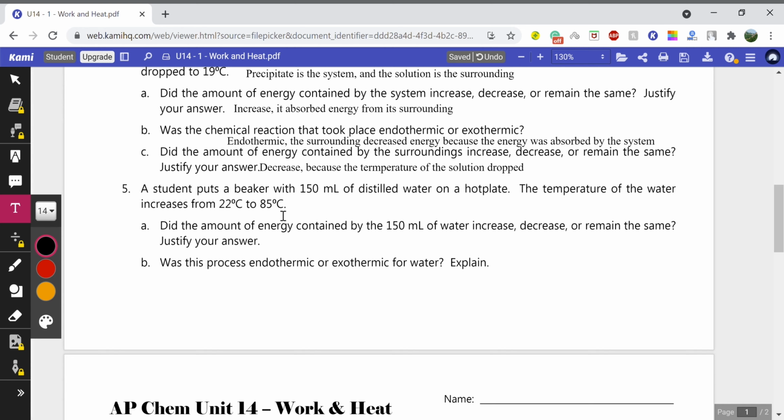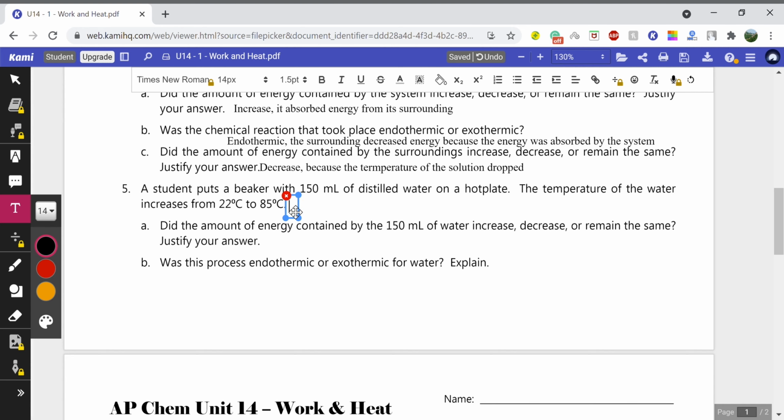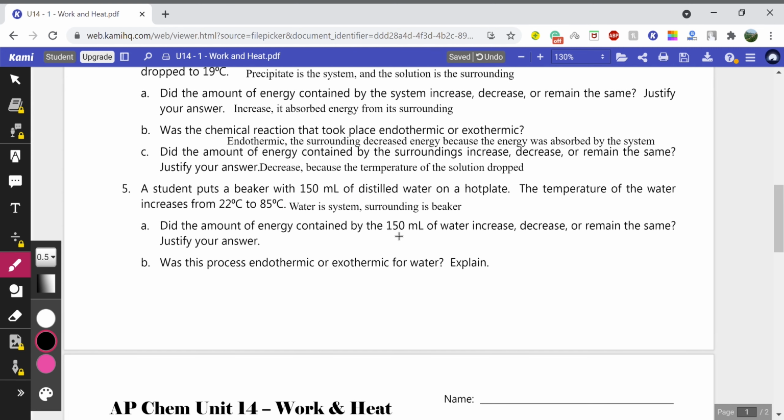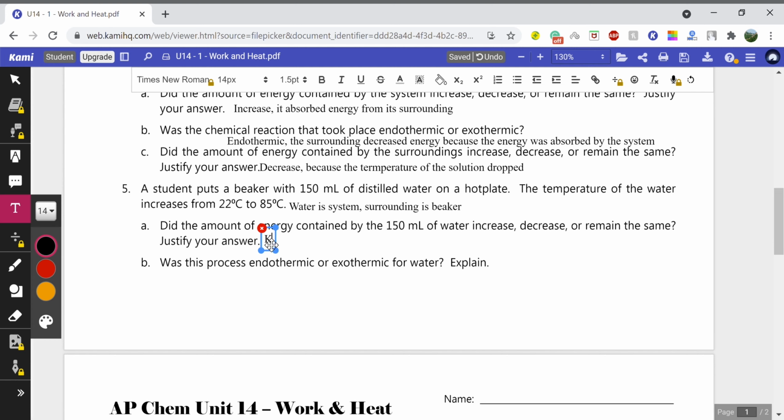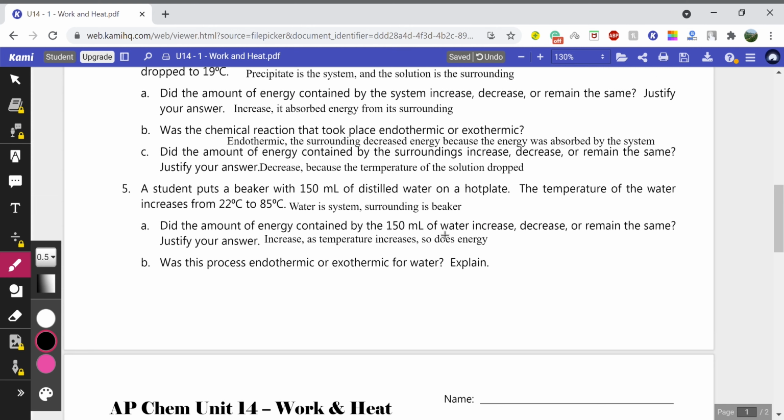So for this one, let's first identify the system and the surrounding. So we're heating up the water. So the water is the system and the surrounding is the beaker. So did the amount of energy contained by the 150 milliliters of water increase, decrease, or stay the same? And the answer will be increase, because as temperature increases, so does energy. The water's temperature is increasing, so energy increases as well.